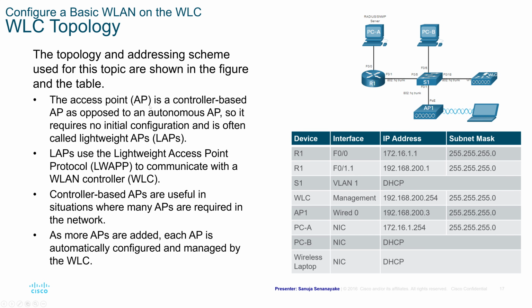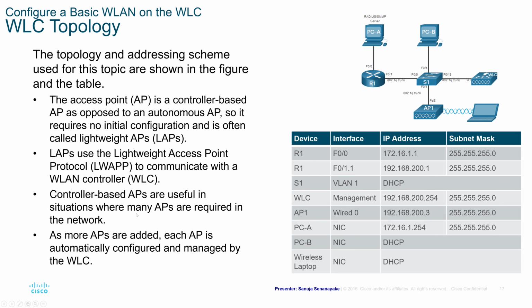The access point, or AP, is a controller-based access point as opposed to an autonomous access point. So it requires no initial configuration and is often called a lightweight AP or LAP. And remember, I went over that in my previous lecture. So if you don't remember, please go ahead and watch my previous lecture. That will explain the differences. The LAPs use the Lightweight Access Point Protocol, or LWAPP, to communicate with a WLAN controller, also known as WLC.